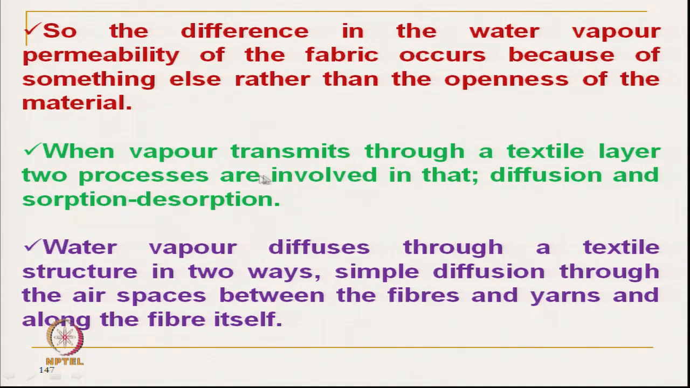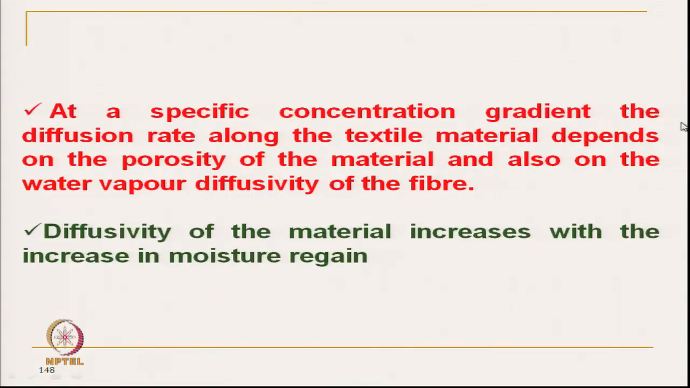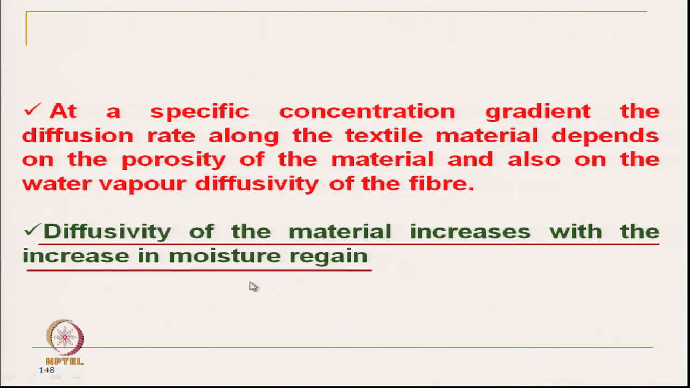So, the difference in the water vapor permeability of the fabric occurs because of something other than openness of structure. When the vapor transmits through the textile layer, two processes are involved: diffusion and sorption-desorption. The water vapor diffuses through a textile structure in two ways: simple diffusion through air space between the fibers and yarns, and along the fiber itself, which is non-Fickian diffusion. Fickian and non-Fickian diffusion we have discussed. At a specific concentration gradient which we have maintained, the diffusion rate along the textile material depends on the porosity of the material, which we have already discussed, and also on the water vapor diffusivity of the fiber. The diffusivity of the textile material increases with the increase in moisture regain, that we have already seen. So, that is why the diffusivity increases here.